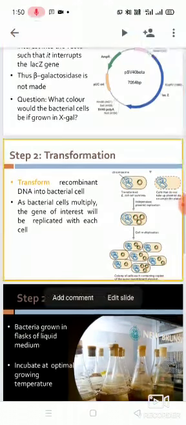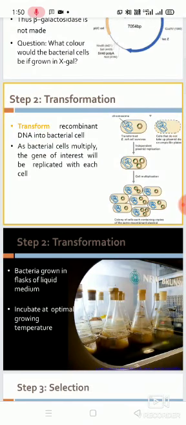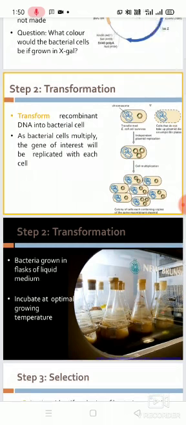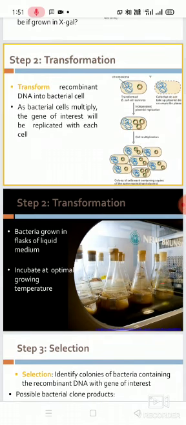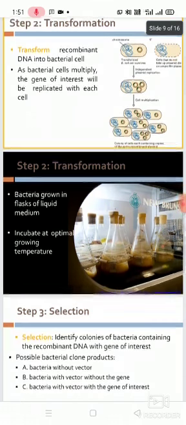Then secondly, when the recombinant DNA is prepared, the second step is transformation. So the recombinant DNA is transformed into the host cell. As we already know that the plasmid has self-replicative properties, it will multiply and form many copies of the same gene. So as bacterial cells multiply, the gene of interest will be replicated with each cell.